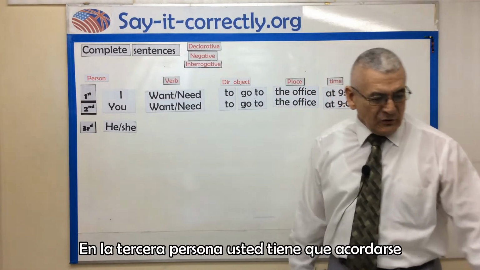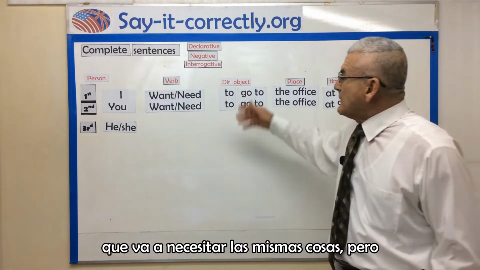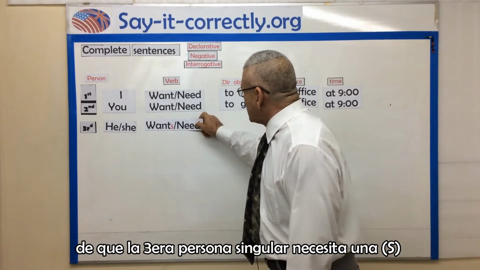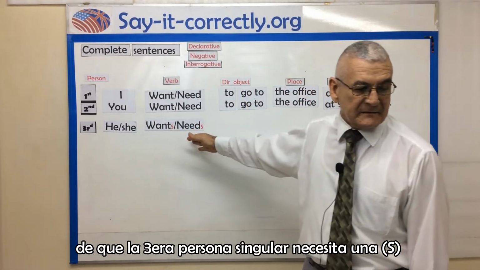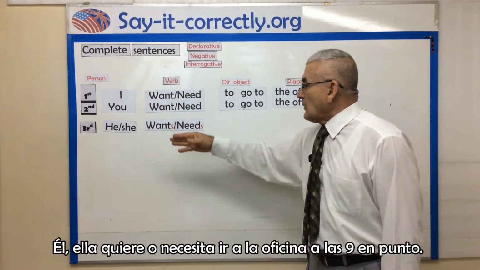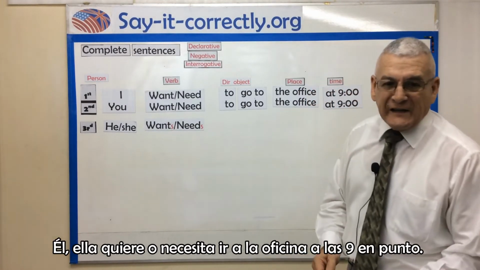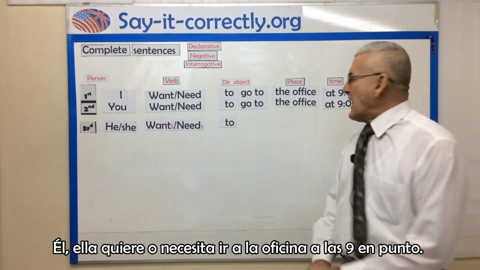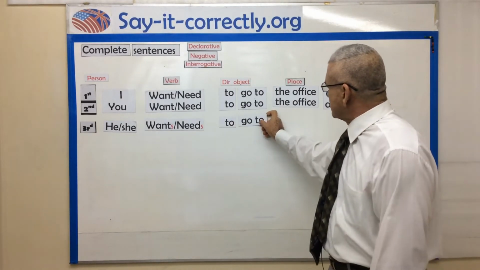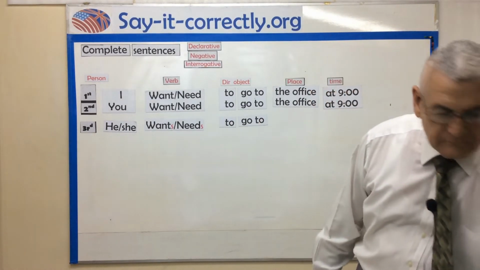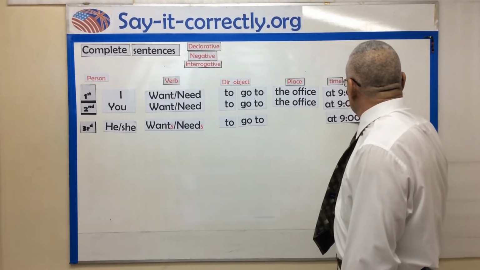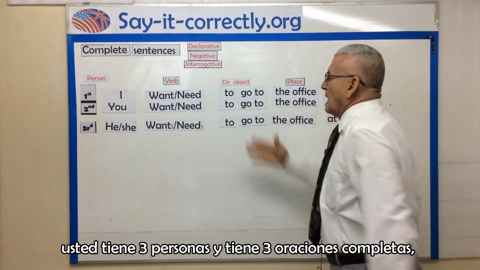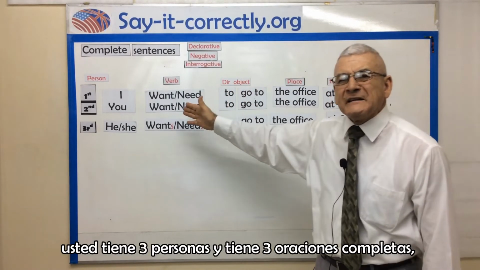On the third person, you're going to need the same things, but you have to remember that the third person singular needs an S. So he or she wants or needs to go to the office at 9 o'clock. There you go. You have three persons here. You have three complete sentences.